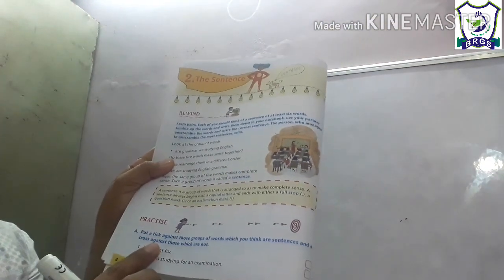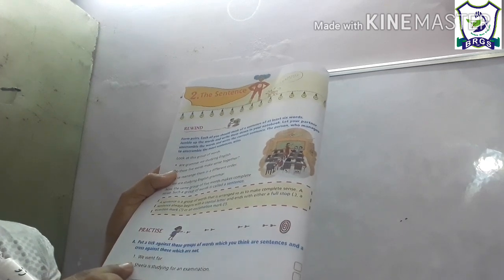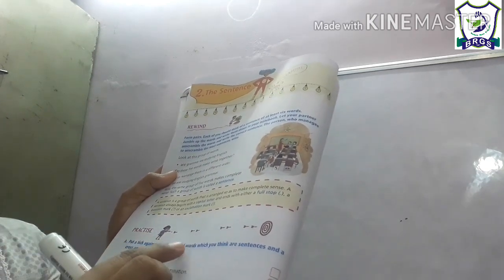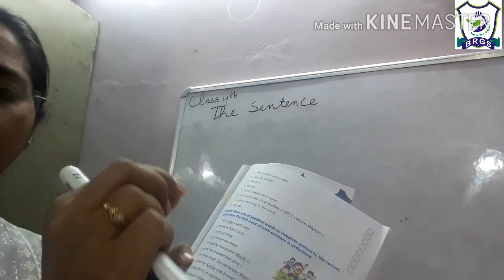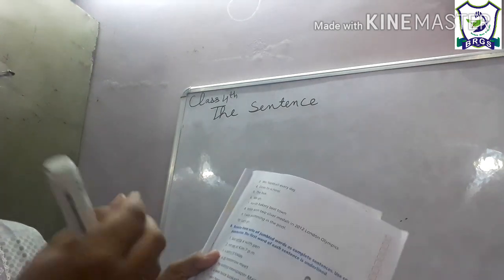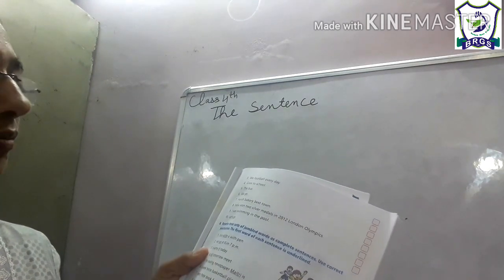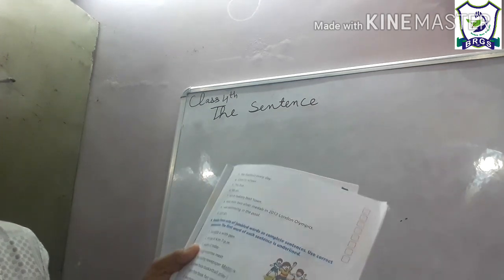See, here is exercise A. It is the same exercise which we have covered as an activity. So put a tick against those groups of words which you think are sentences and a cross against those which are not. So here 10 groups of words are given. You have to put a tick for the one that is correct, a meaningful sentence, and for the group of words which does not make any sense, which is not a complete sentence, you have to put a cross.